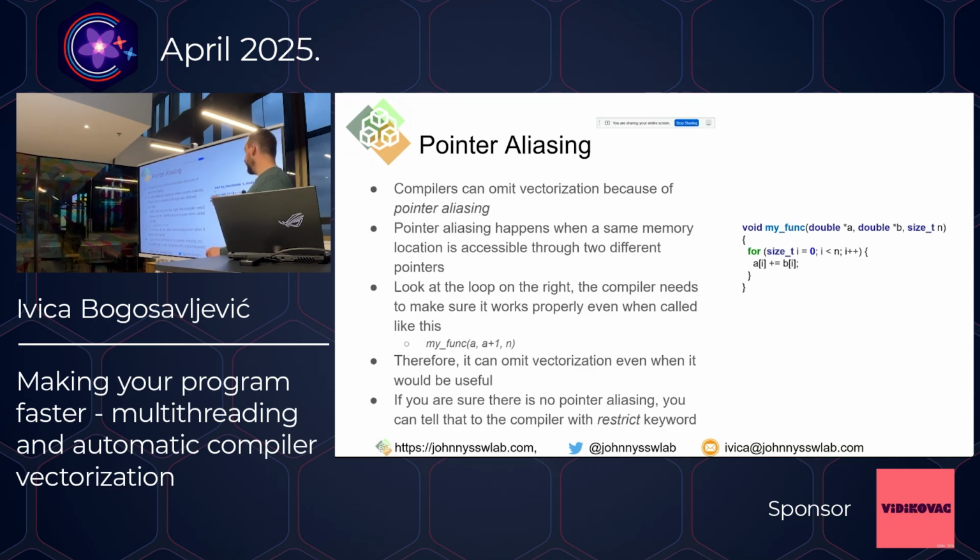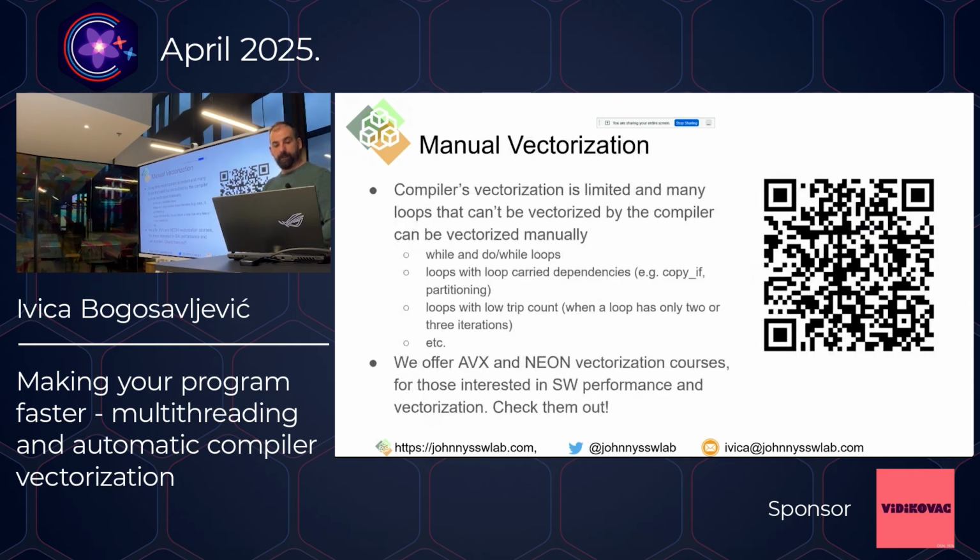So the compiler will omit vectorization when this is useful. And if you're sure there is no pointer aliasing here, you can use the restrict keyword. You would put double restrict A and double restrict B. This tells the compiler that this pointer is the only one pointing to this memory, and this pointer is the only one pointing to that memory. And this will be automatically vectorized. But if you call it with aliased pointers, it won't work. You will get a bug.